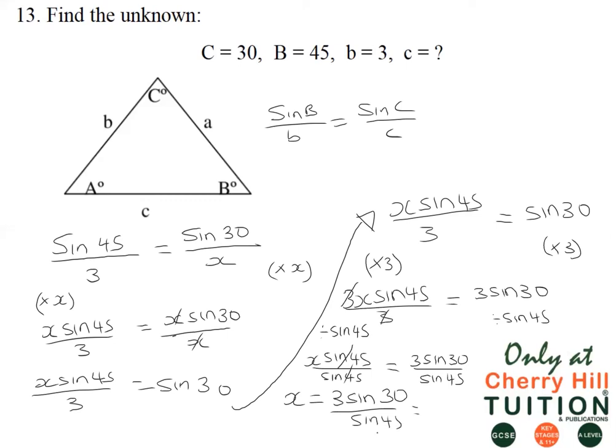Now the last thing we need to do is plug this into our calculators and see what we get. So 3 sine of 30 over sine of 45 should give us an answer of 2.12. Okay, and that's your answer. So have a go at this again on your own to check if you get the right answer.